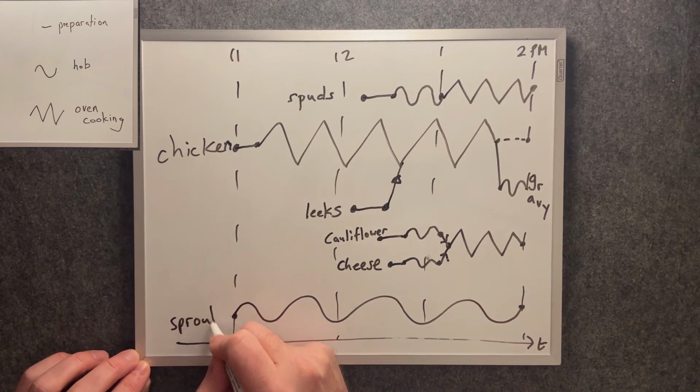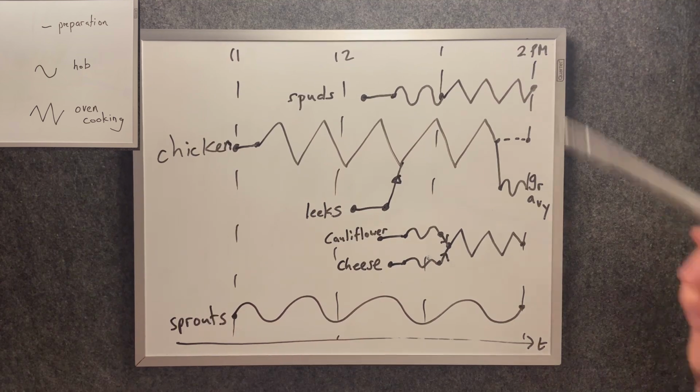The strength of this diagram is that it tracks individual processes. You can see all of the bits I need to do to roast my chicken or roast my potatoes, but I can also follow it at any particular point in time and see what I need to be doing and what I'm about to start doing.